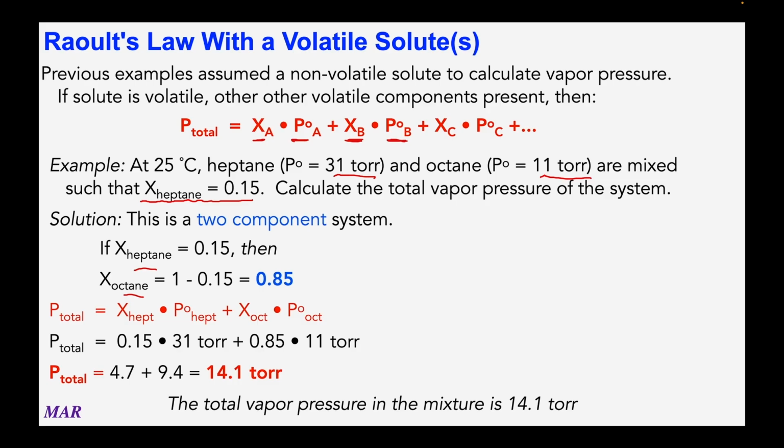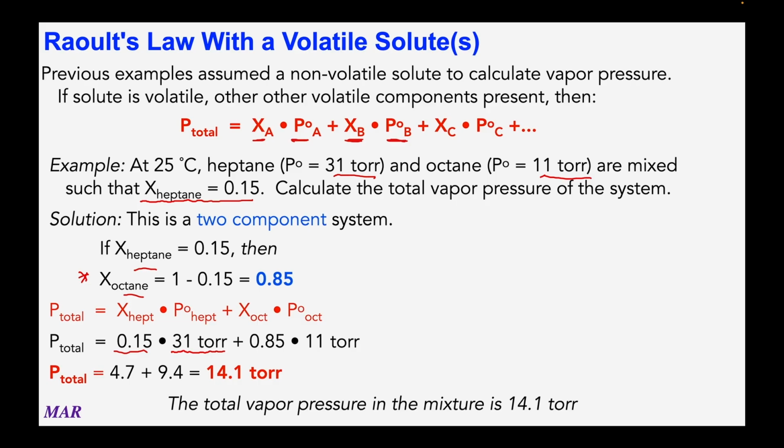So as we talked about earlier, with two component systems, mole fraction of the first plus mole fraction of the second equals 1. So we're going to first calculate the mole fraction of the other component, which is the octane. So in this problem, if the heptane mole fraction is 0.15, the octane will be 1 minus that, or 0.85. And then what you want to do is just multiply the respective vapor pressures by their mole fractions.